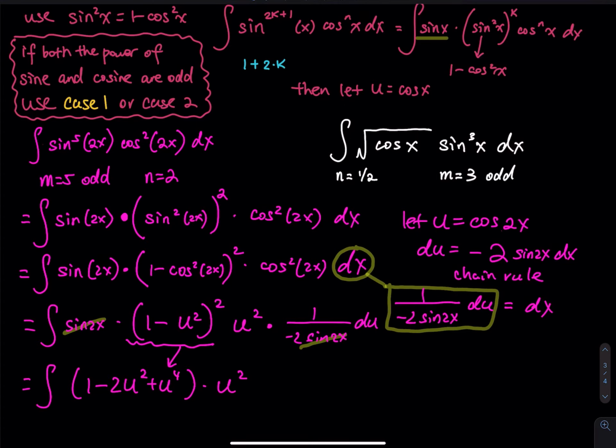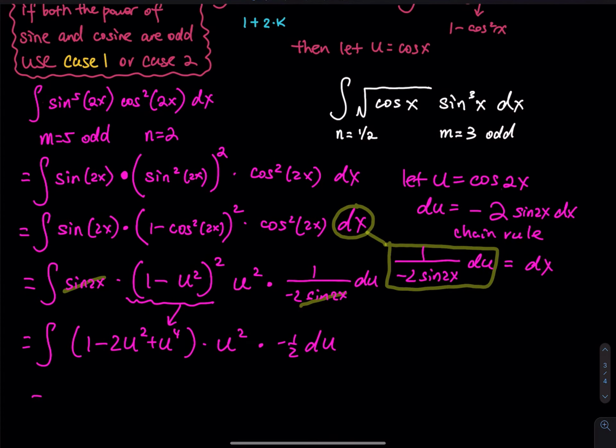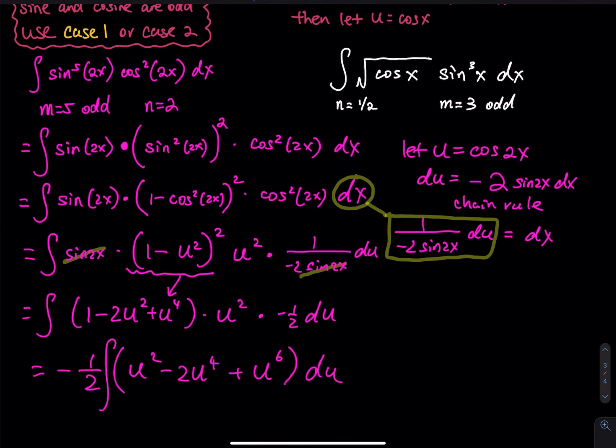So let's put the negative 1/2 right here, du. And then the next line, maybe I can factor out the negative 1/2 and then do a distribution: u squared minus 2u to the fourth, and then plus u to the 6, and then du. I missed my integral symbol. So this is my integral symbol. So now I am ready to integrate.